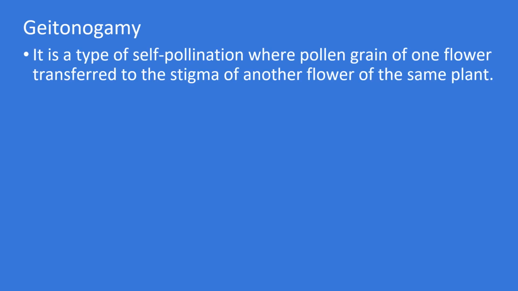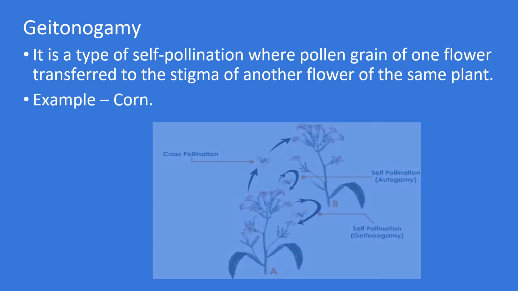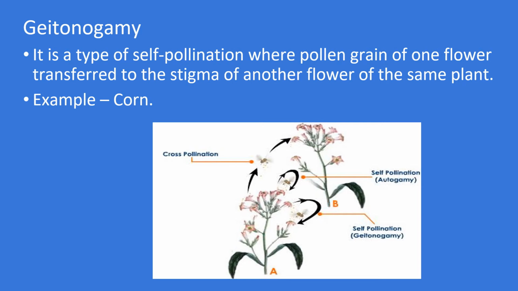Geitonogamy. It is a type of self-pollination where pollen grain of one flower is transferred to the stigma of another flower of the same plant. It means the plant remains the same, but the flowers are different. Now in this diagram you will find first the self-pollination, two flowers of the same plant, and that act is known as autogamy.